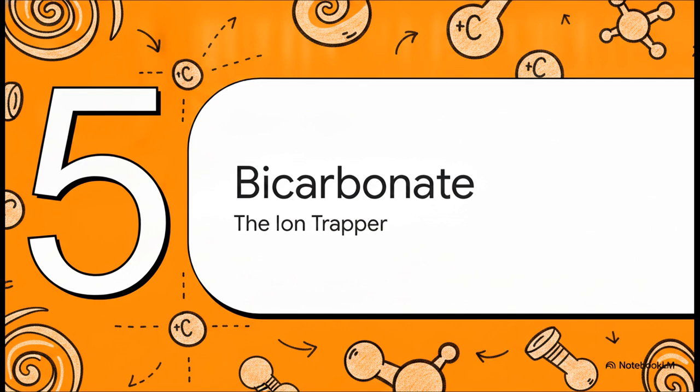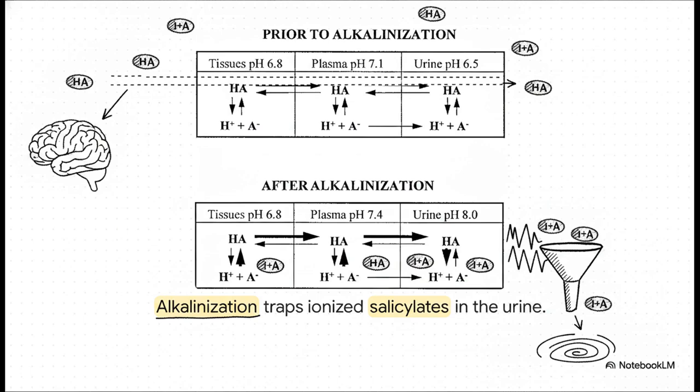Section 5. Bicarbonate, the ion trapper. Flushing the toxin away. Treating this specific toxicity is incredibly fascinating because it requires manipulating the chemistry through a process known as ion trapping. Salicylates are weak acids. When they're in an uncharged, non-ionized state, they can easily slip right across lipid cell membranes, penetrating deep into the central nervous system to cause severe neurotoxicity.